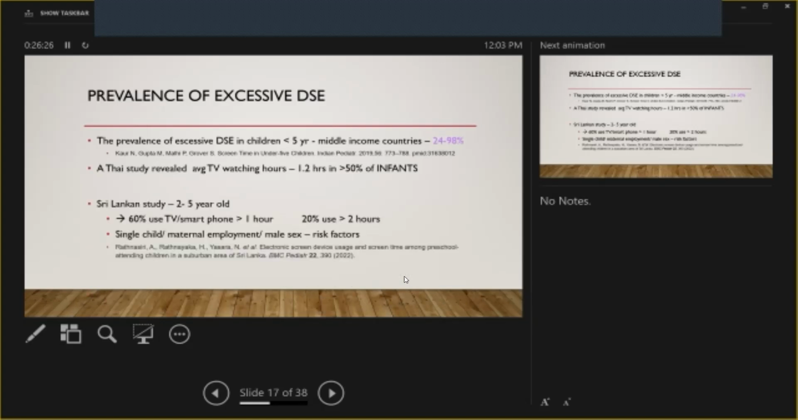Then, okay, you might say that is Thailand. Why we worry? We have a Sri Lankan study between 2 years and 5 years old. 60% use TV, smartphone for more than 1 hour. 20% use for more than 2 hours. So it's far from the accepted guidelines.